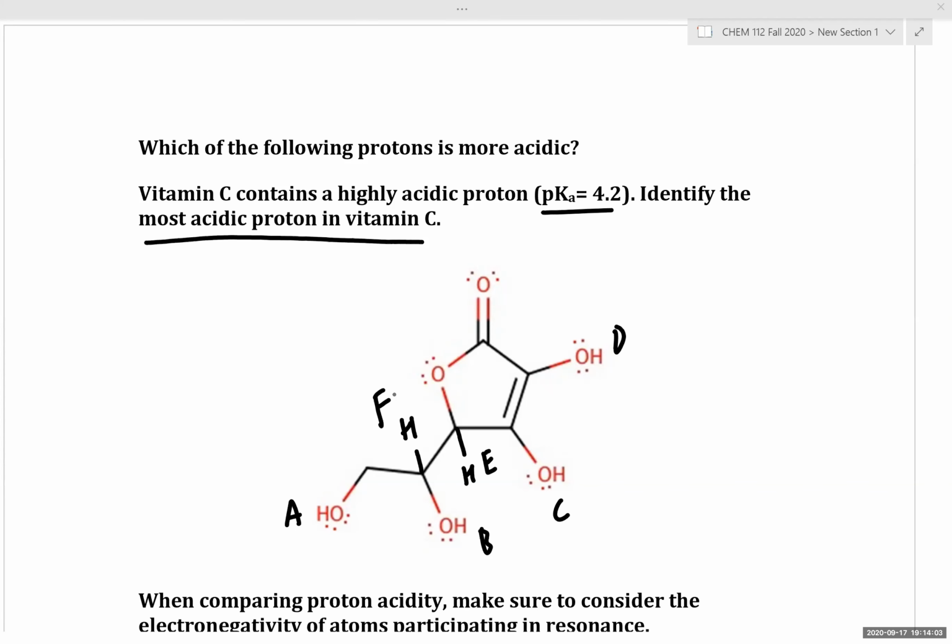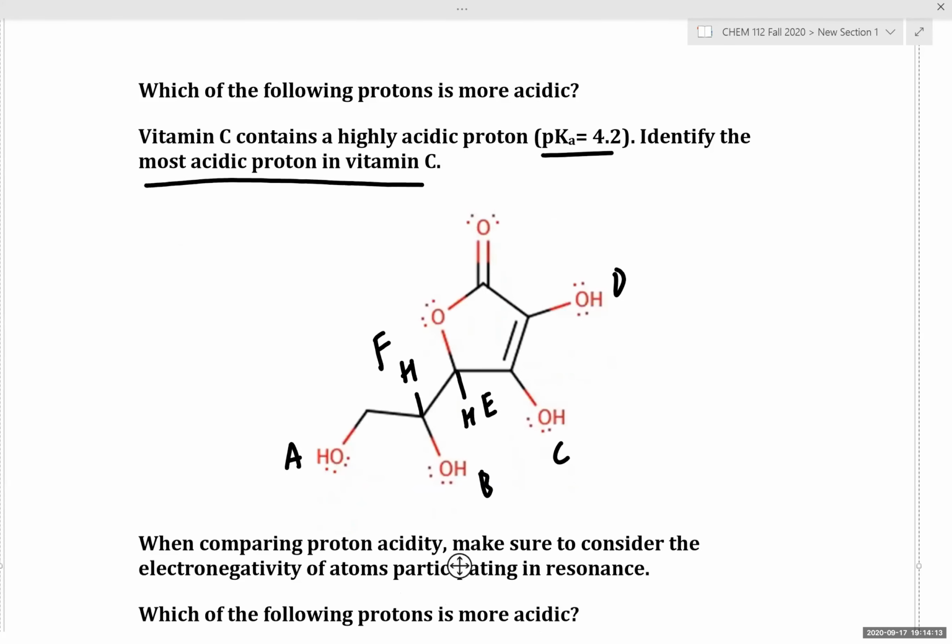Okay. So let's try to have a logical framework utilizing our theory about resonance. So people are mentioning C reminds them of a previous example that we've done. So let's look at our anions for D and C. Does anyone have another proposal for the most acidic proton?